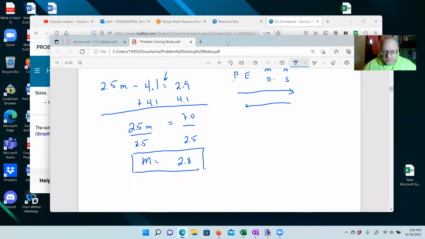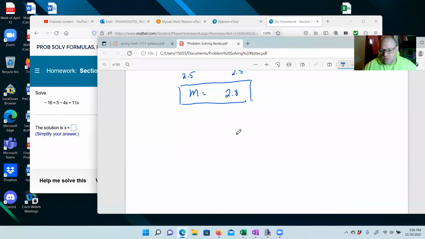Okay, so there are some that are a little tricky, and they're toward the end, and then everything else should be kind of straightforward here. So we have negative 16 is equal to 5 minus 4x plus 11x.